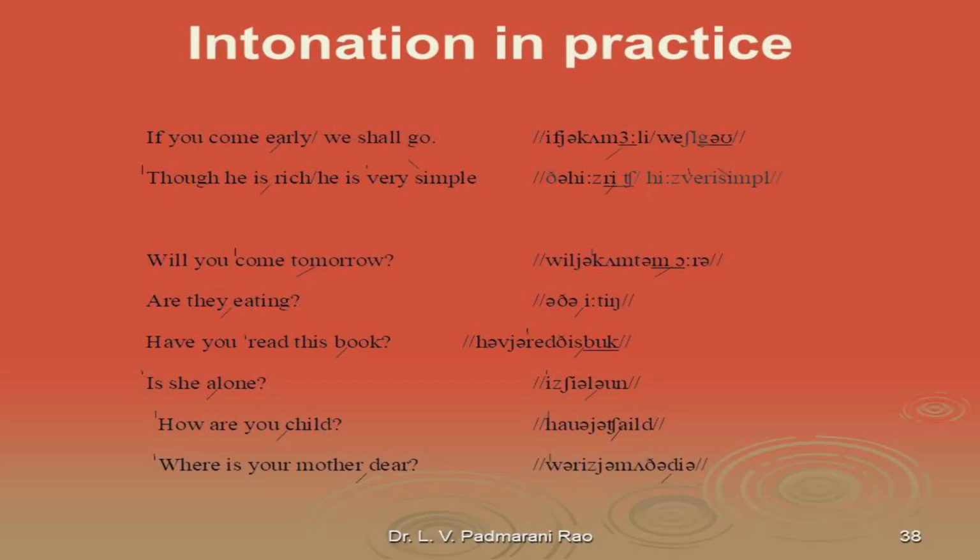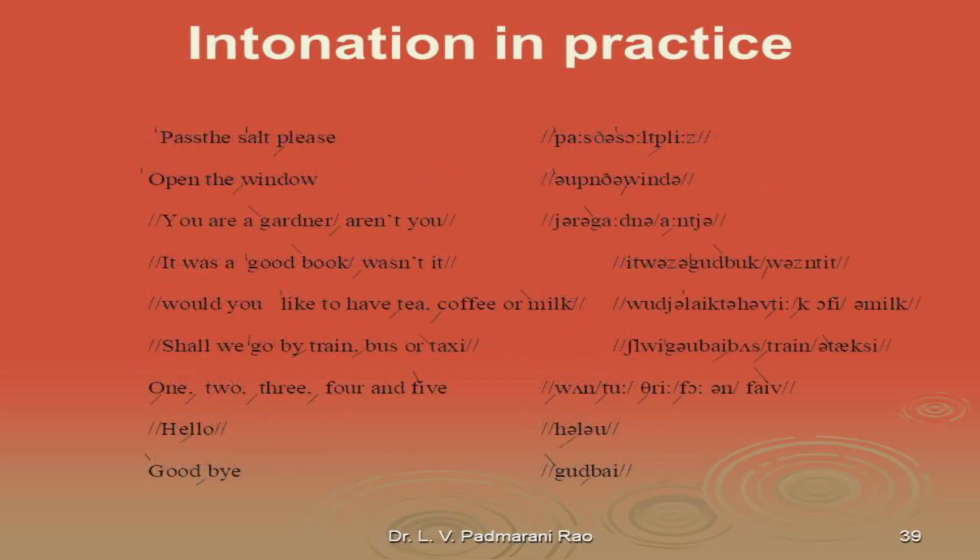How are you, child? Though it is a WH type of sentence, it has got an emotional impact on it. So, how are you, child? Child, you raise up. Where is your mother, dear? Dear, you raise up, because it has a warm and affectionate feeling. Pass the salt, please. Please becomes a request. Open the window. Request. Open the window. Command.